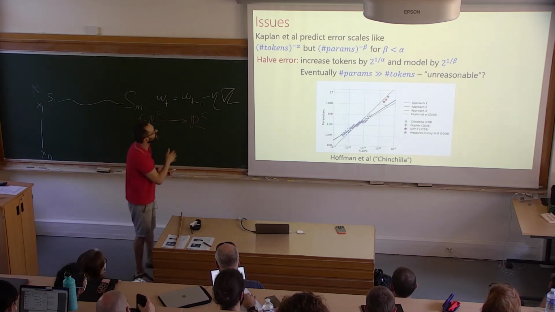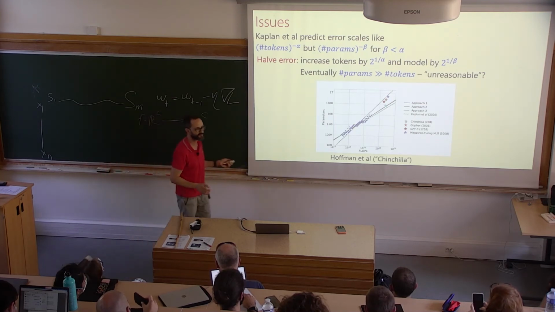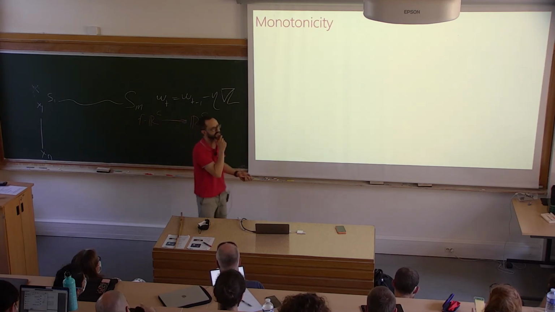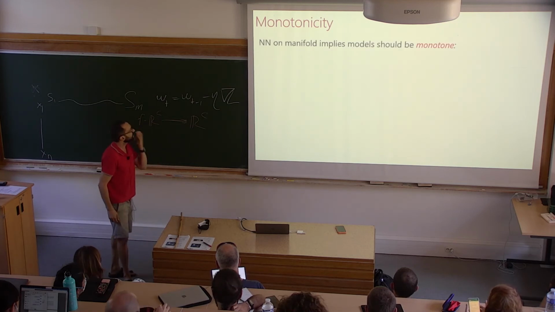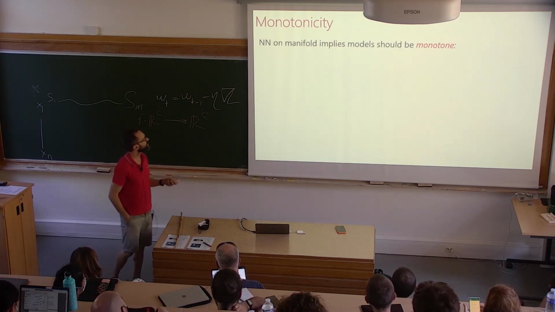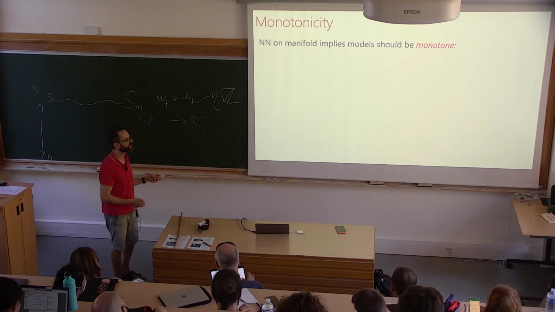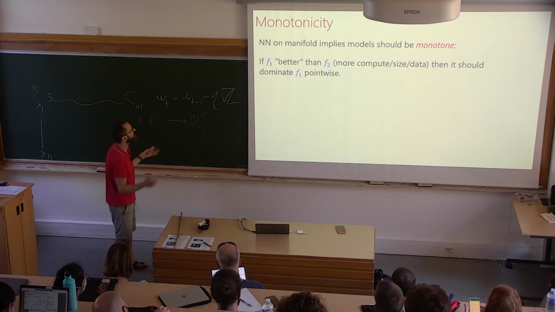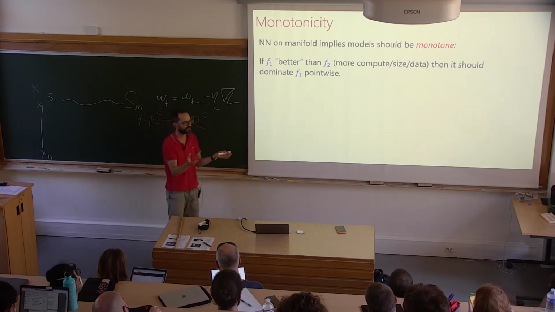In any case, that doesn't contradict the manifold hypothesis or the nearest neighbor view in any way. It just means maybe you have to be a little bit careful with these scaling laws. But here is something that is a little bit more complex. If you are doing nearest neighbors on a manifold, and you just add more points to this manifold, then the model should be monotone. What does it mean that one model is better than another? It basically means that it has a more densely packed manifold, right?